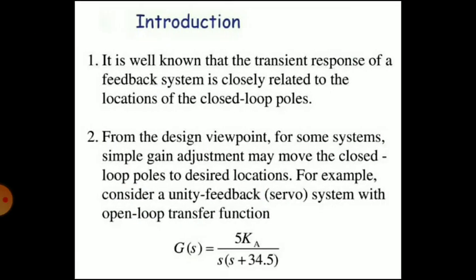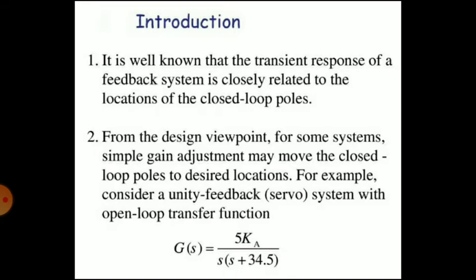Good morning. Today we will discuss the root locus method. It is well known that the transient response of a feedback system is closely related to the locations of the closed loop poles. From the design viewpoint, for some systems, simple gain adjustment may move the closed loop poles to desired locations. So, for example, consider a unity feedback system with an open loop transfer function.